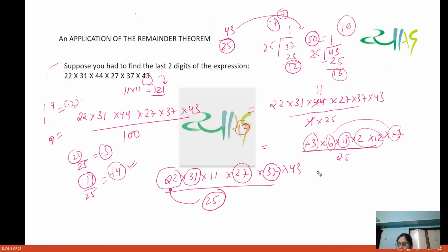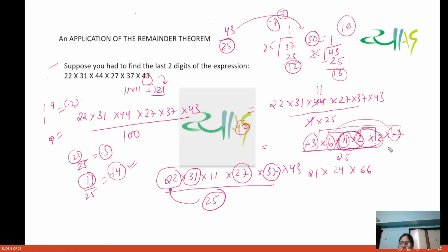So this is what: 7 into 3 is 21. 2 into 12 is what? Let's take 2 into 12 only. So we have 24 and let's take 6 into 11. So we have 66. I hope I have taken each of the numbers.